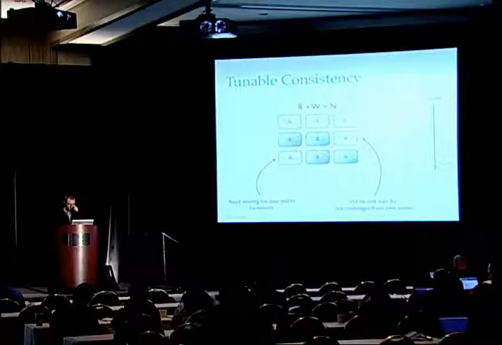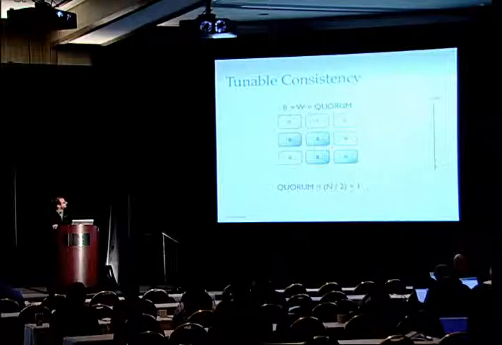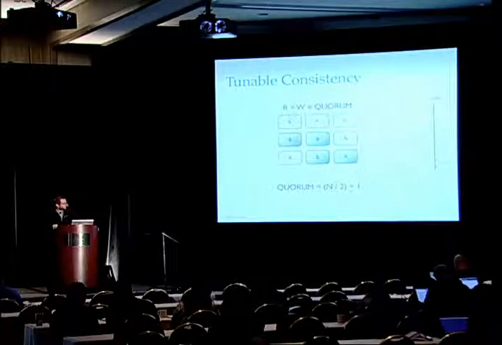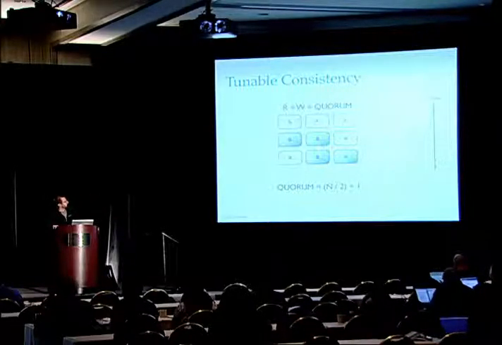So in the Cassandra world, we formalize all this logic with a value that we call quorum, because in order to be consistent, you just need to have half of the replicas plus one acknowledge or answer your queries. And that's what we call a quorum.